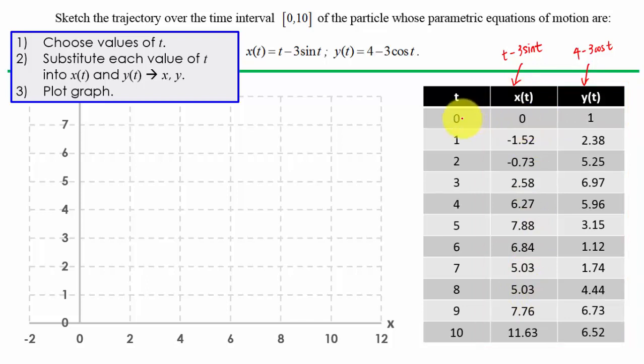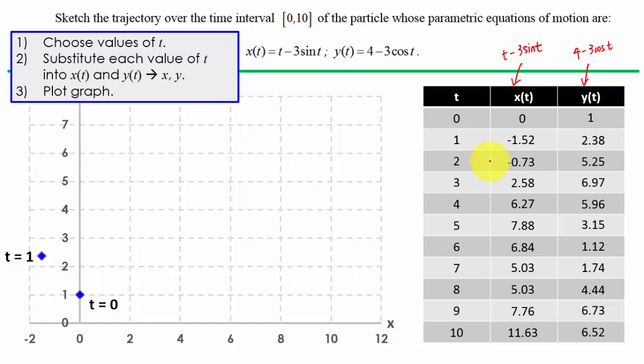So when t equals 0, we have x equals 0 and y equals 1. So x equals 0 and y equals 1 refers to this point, giving us a point over here. When t equals 1, we have x to be minus 1.52, y to be 2.38. So if you look at the plot, x at minus 1.52 and y at approximately 2.38 will be somewhere around here, giving us our second point at t equals 1.